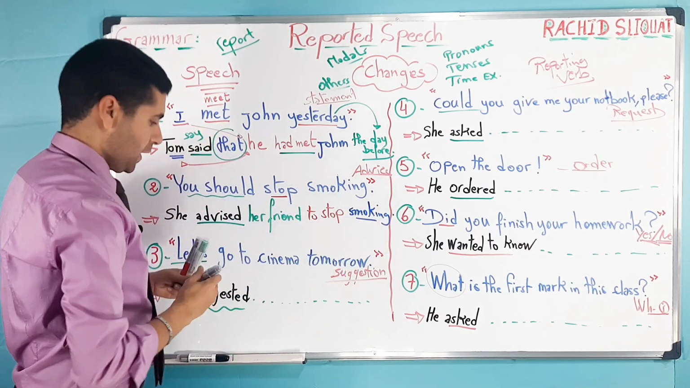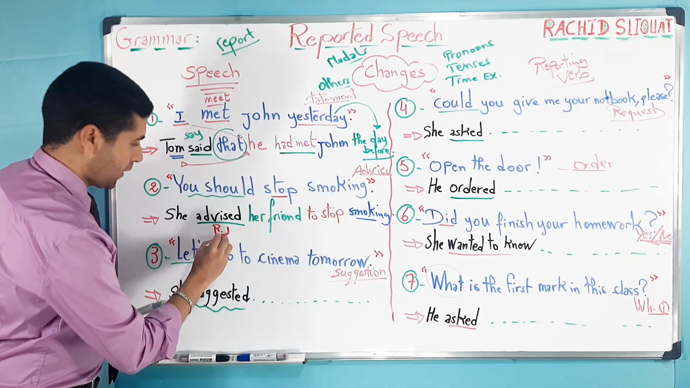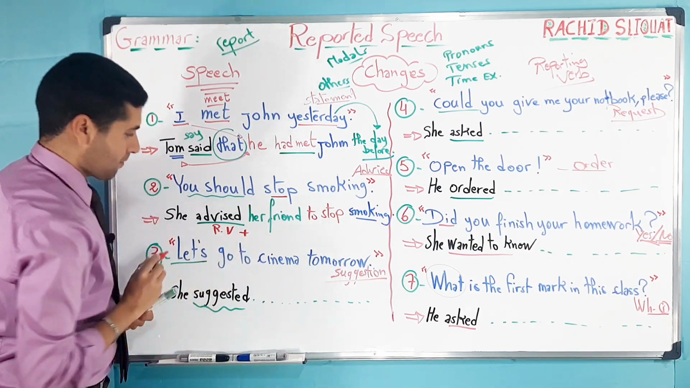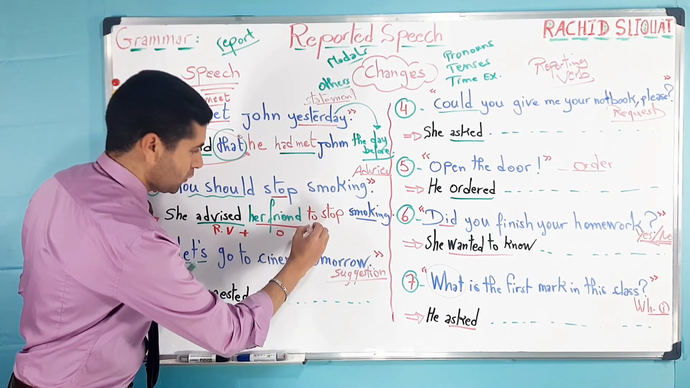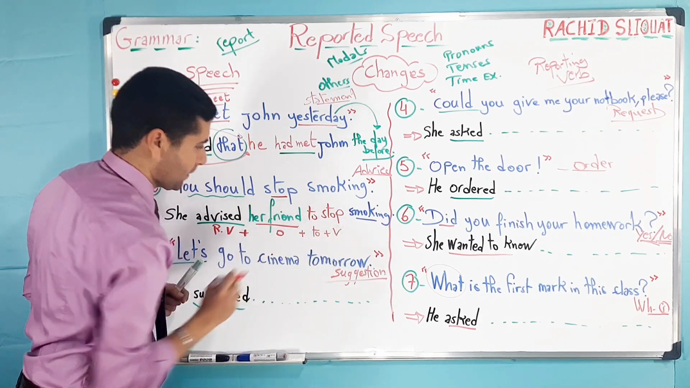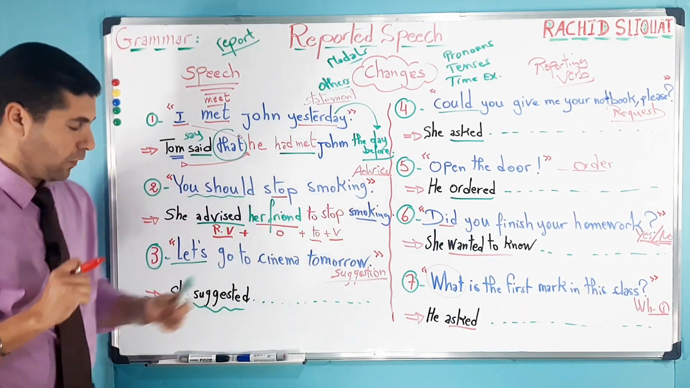All right, full stop. Now what do you notice? We have the reporting verb plus object, plus to, plus verb. So this is how we report an advice or a piece of advice.